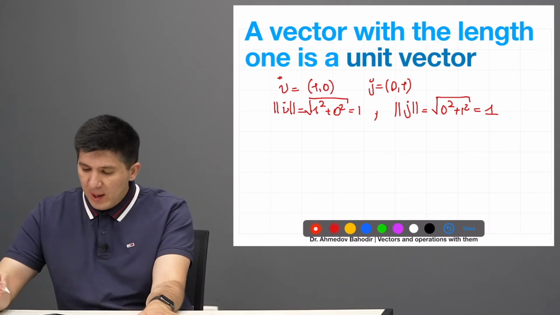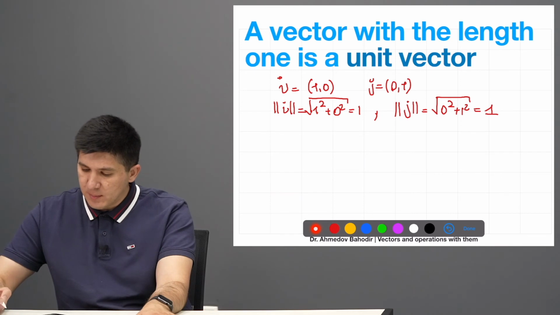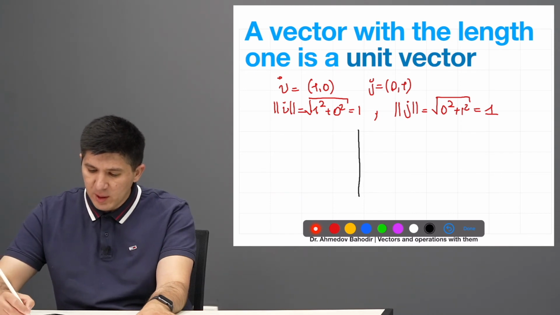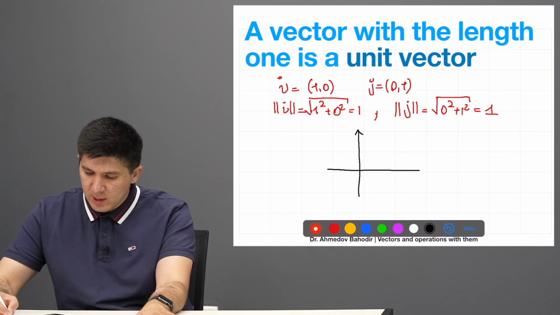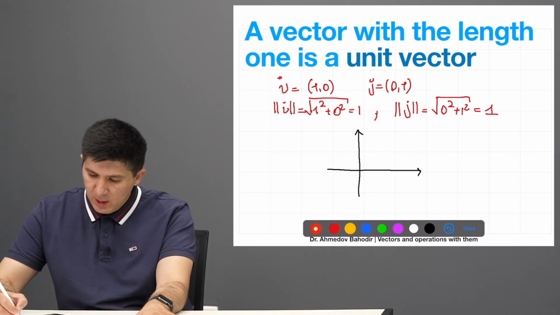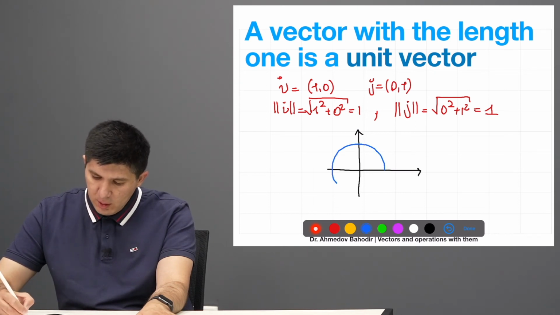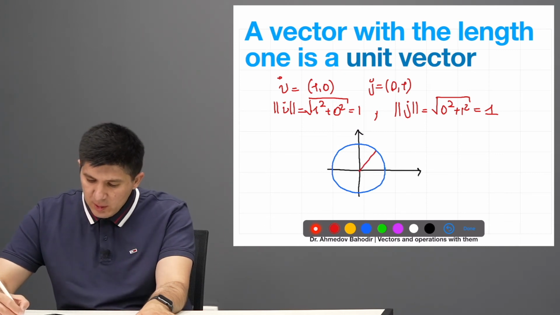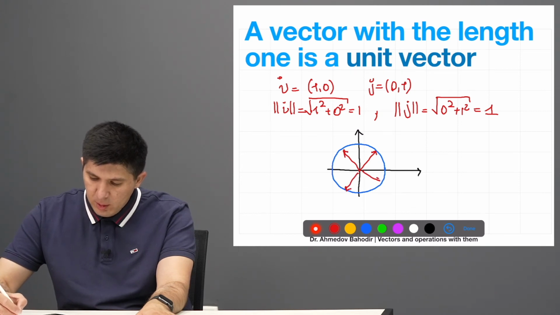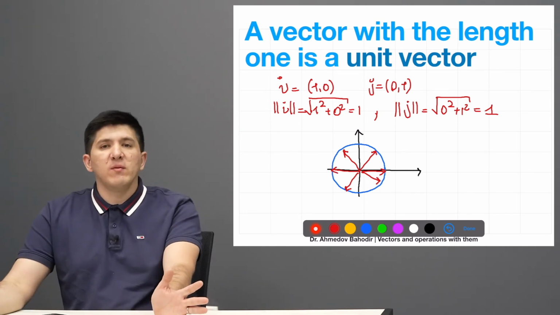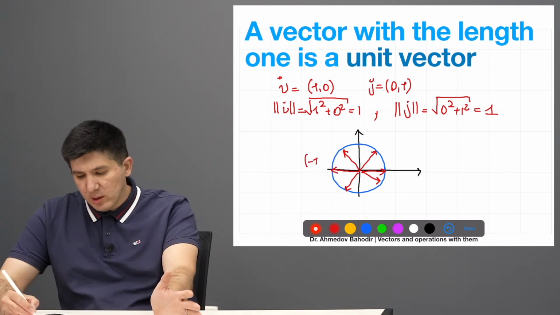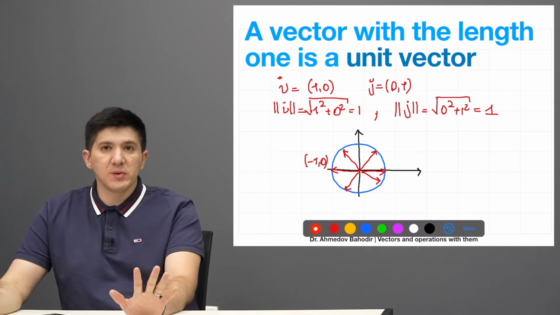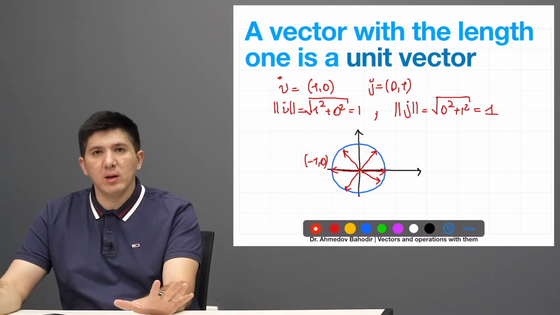I can explain this in this way. Let's say you've got the rectangular coordinate system, and let's say I've got the unit circle, a circle with radius 1. Any vector which is pointing out to the unit circle, this vector or this vector, all of them are unit vectors. So this vector with the components minus 1 and 0 is also a unit vector. So there are infinitely many unit vectors.